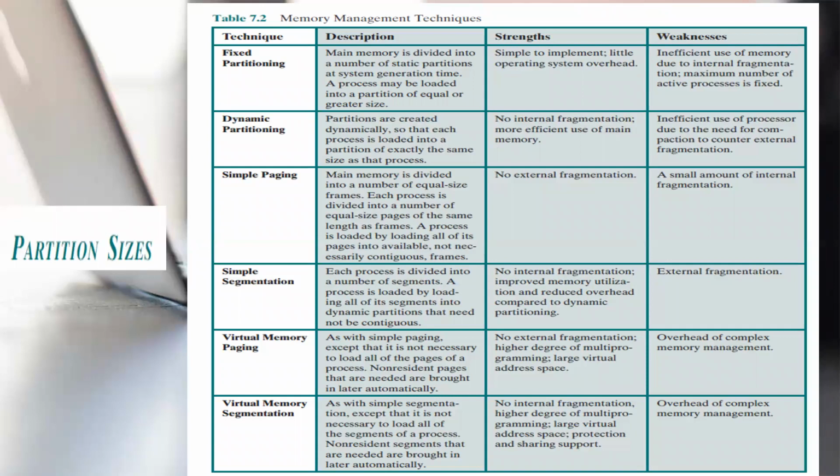This figure shows an example of two alternatives for fixed partitioning. One possibility is to make use of equal-size partitions. In this case, any process whose size is less than or equal to the partition size can be loaded into any available partition. If all partitions are full and no process is in the ready or running states, the operating system can swap a process out of any of the partitions and load in another process so that there is some work for the processor.